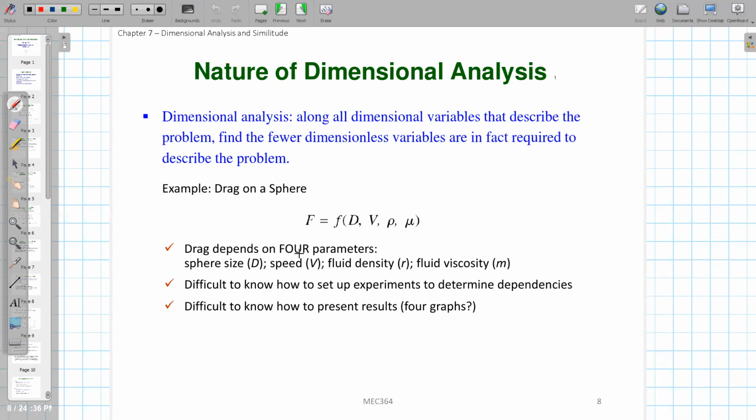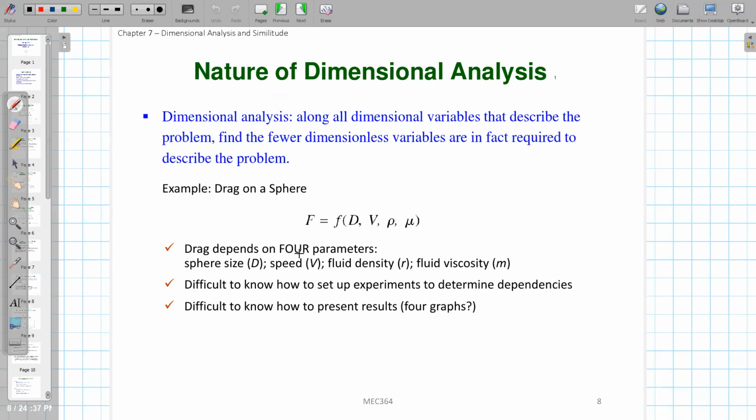The same example: we put a sphere into a uniform flow, and we want to measure its drag force. The drag force we denote as F, and the diameter of the sphere is D. The free stream velocity is V, density is rho, and viscosity is mu. When you try to do experiments, you are thinking that this drag force will be a function of these 4 parameters: rho, mu, D, and V.